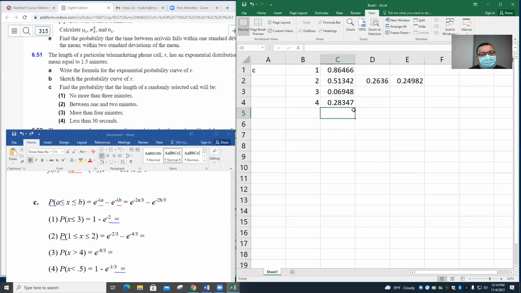So that covers 6.51. It's a trickier problem, so I figured I'd do a video on it because I was getting some emails about how to work on it. Hopefully this explains it, and it also shows you how to do the problem in Excel.